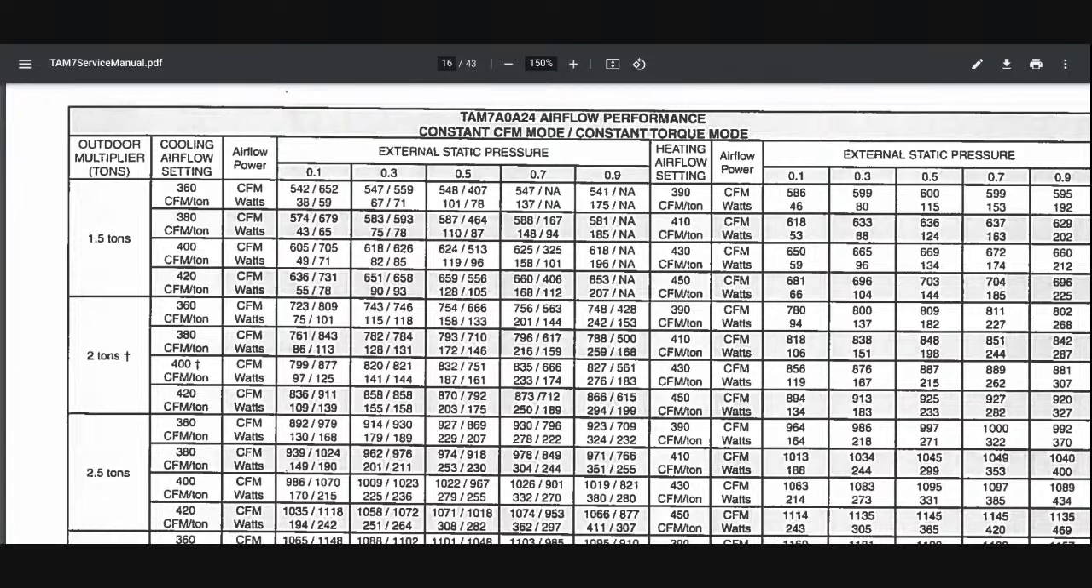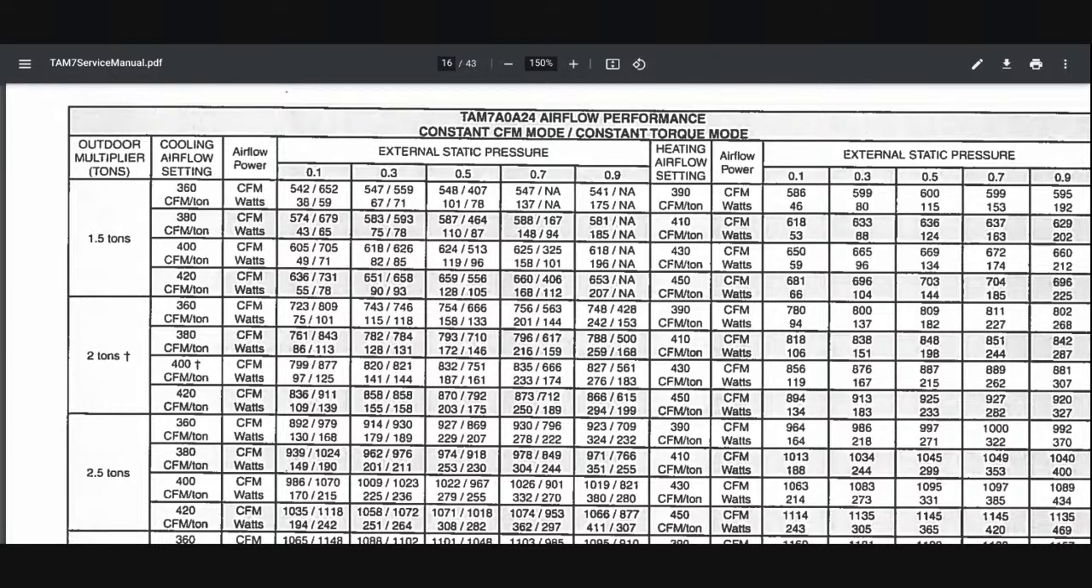So you might have 0.2 on the supply and 0.2 on the return, and then you would add those together. That's your difference, and that'd give you a 0.4. So looking at this chart, let's pick the 2-ton option there, the second one down. We can see that our CFM is on top.